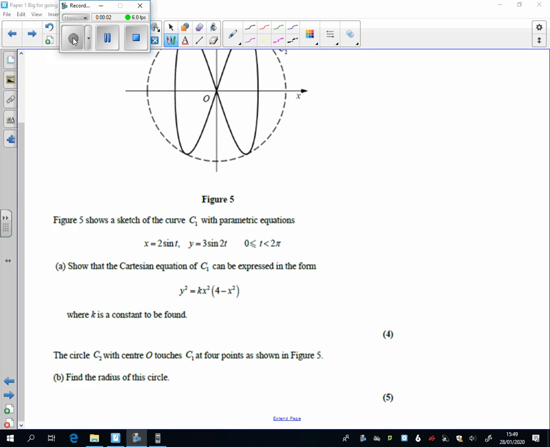Question 14, last question here. I'd hope you get a lot from part A. I doubt there's going to be a lot in part B. Let's look at part A to start with. Look, I can see a sine 2t there.